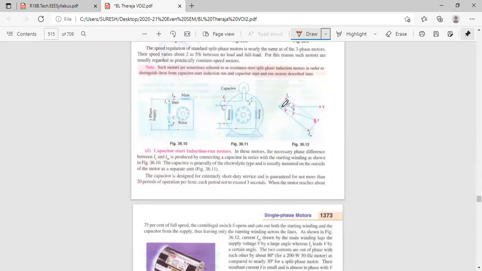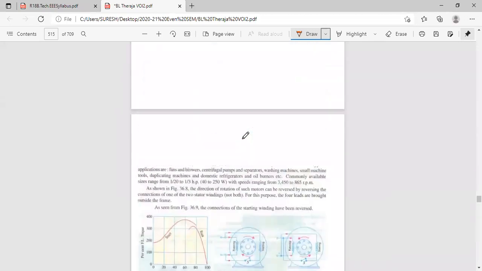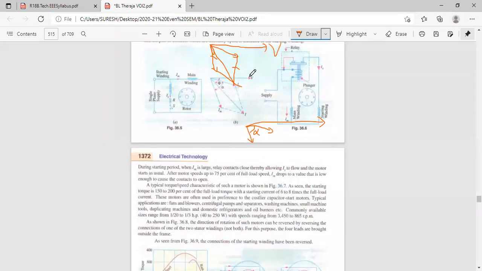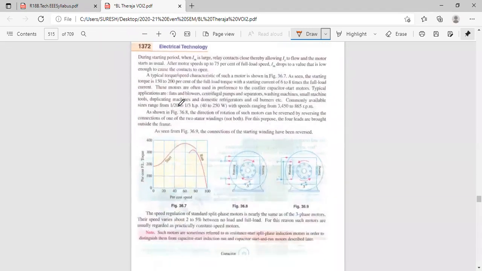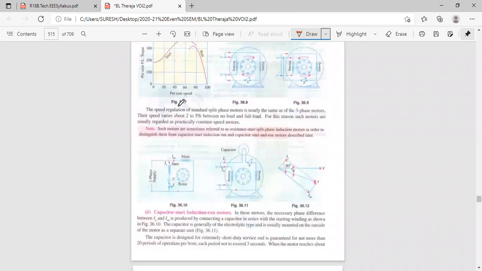Now see IS. Previously this IS is lagging the voltage. In the previous case, this IS is lagging the voltage because there is no capacitance in series with this starting winding. But here, current is leading the voltage. See, this current is leading this voltage. But since we are adding the capacitance, this IS is leading the voltage. In capacitance, current leads the voltage.